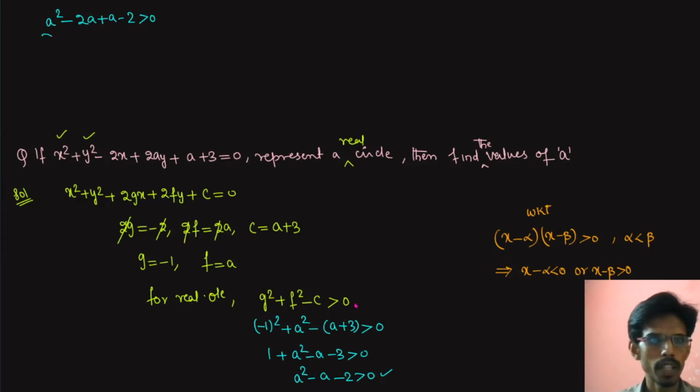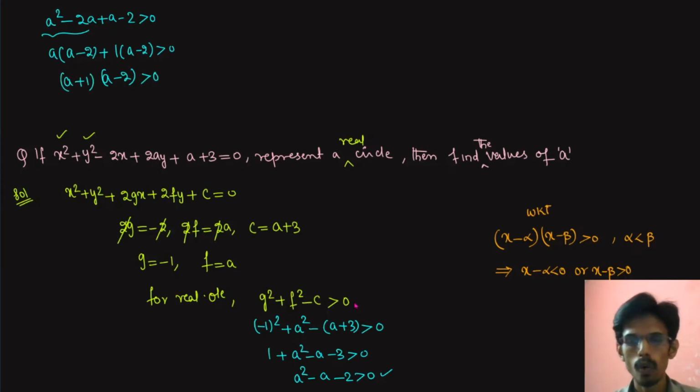Okay, now take a minus 2 common, we are left with a plus 1, so a plus 1 greater than 0. Now here we know that x minus alpha, x minus beta is greater than 0. When alpha is less than beta, then we have this condition: x minus alpha less than 0 or x minus beta greater than 0. This is the theorem, we know that.